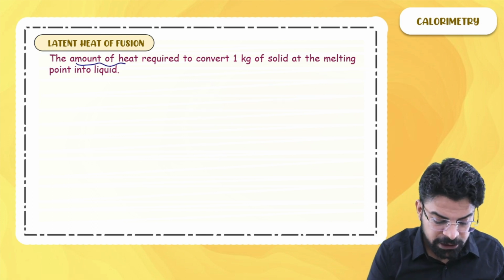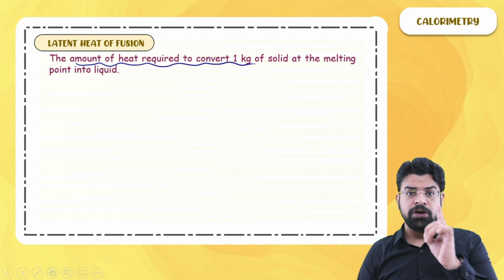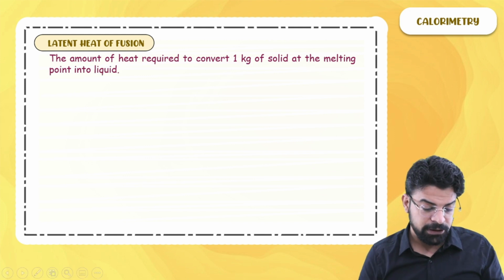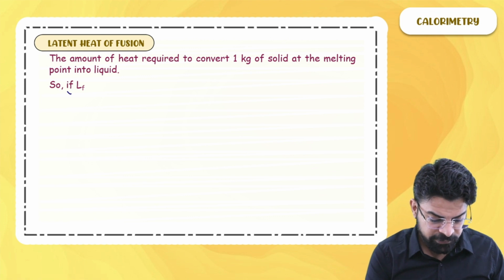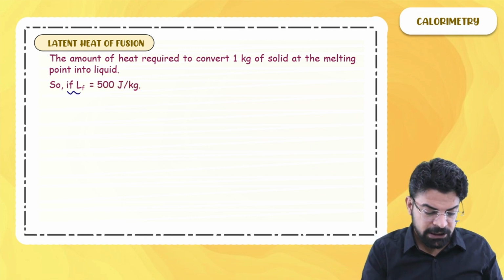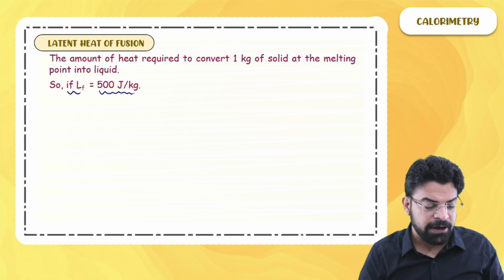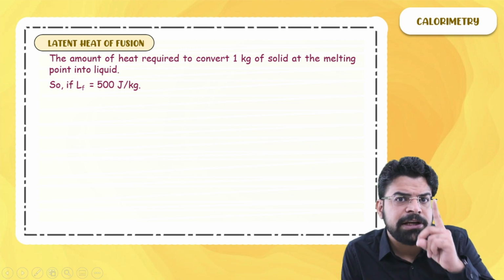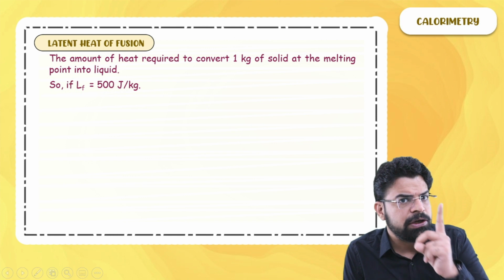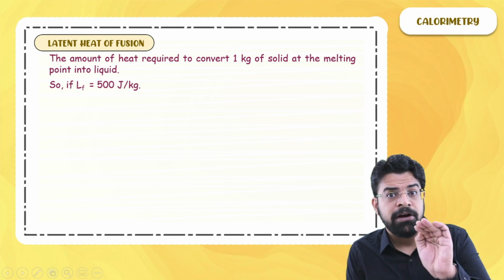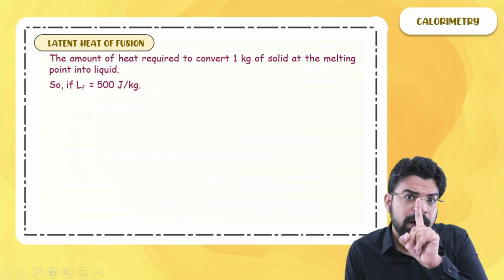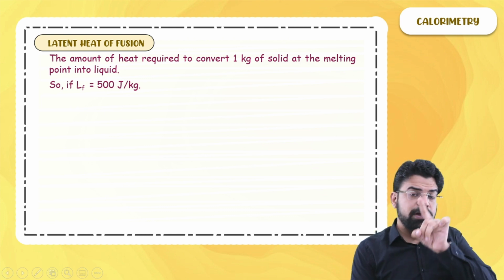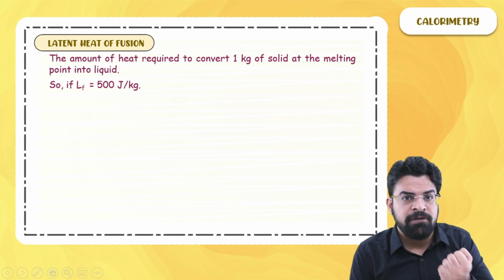The amount of heat required to convert 1 kg of solid at the melting point into liquid. So 1 kg. If, let's say, for a substance the latent heat of fusion is 500 joule per kg, it means that to convert 1 kg of this substance from solid to liquid, you have to give 500 joule. And to convert 1 kg of this substance from liquid to solid, you have to extract 500 joule.